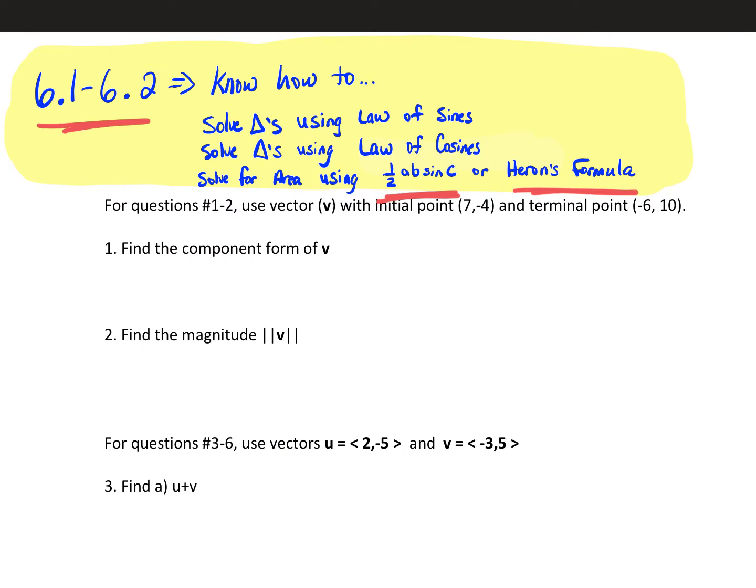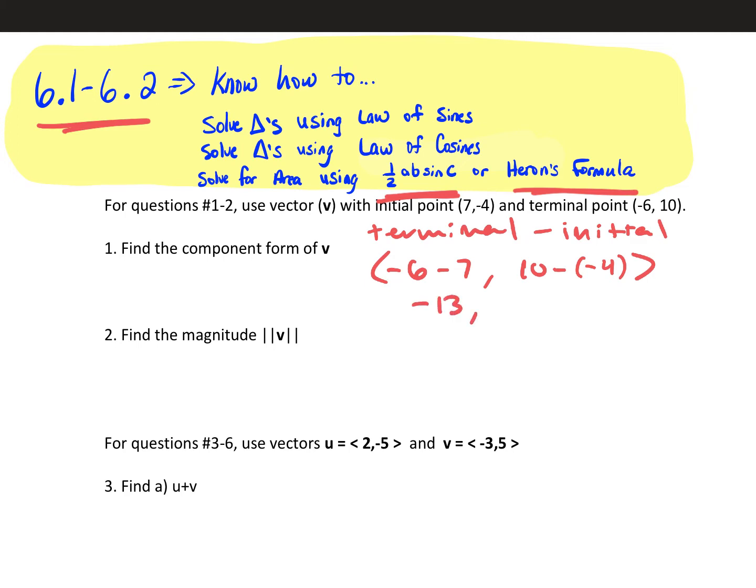With question 1, it gives us an initial and a terminal point. How do I find the component form of V? So it's terminal minus initial. So it'll be -6 minus 7, and then 10 minus -4. So -6 minus 7 would be -13. And when you subtract negative, we add, so this would be 14. So our component form would be -13, 14.